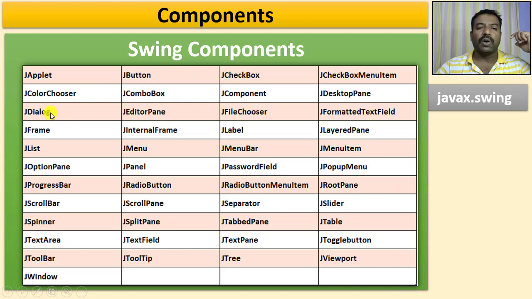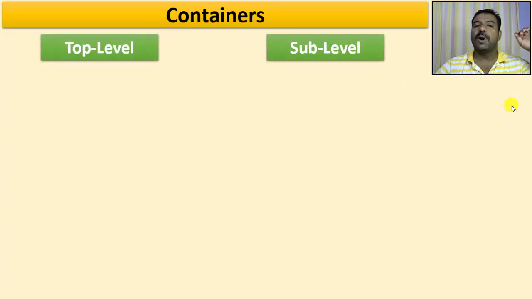And for the dialog box, editor pane, menu, panel, list, menu bar, table, toggle button, viewport, tree, window, whatever components you require, depending upon the respective component, I am going to create the respective instance and make sure this will be visible on your graphical user interface window. And all these classes are part of the package javax.swing. And this is going to be about the components.